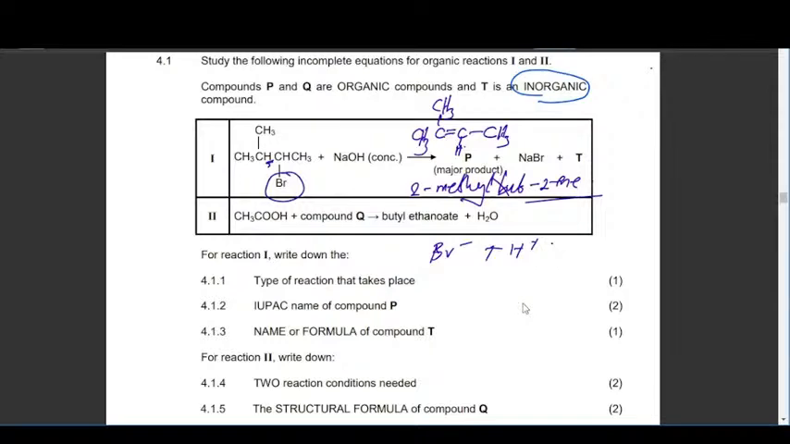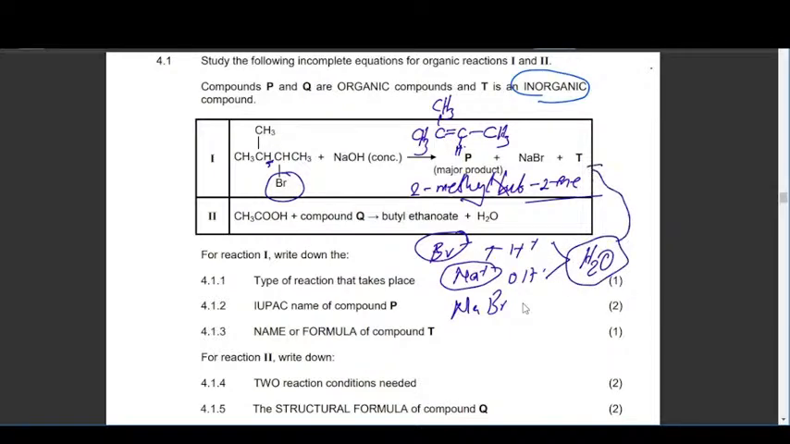And then now this sodium hydroxide breaks down to form sodium bromide. So it means that the sodium will ionize. Sodium hydroxide will ionize. So it means that this and this, they will combine to form sodium bromide. Hence this. What about this now? So it means that these will also combine to form water. So this is T. And water is an inorganic compound. That's why they said an inorganic compound.